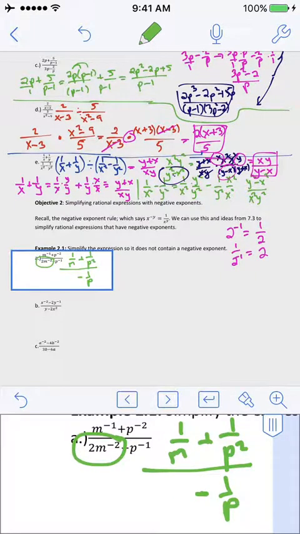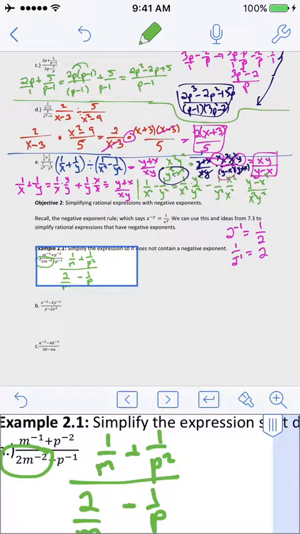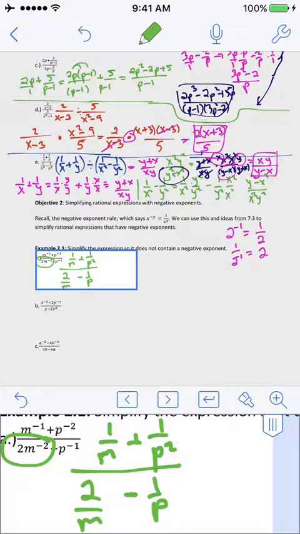Does that mean it's 1 over 2m or 2 over m? It's actually 2 over m. Remember, if it's not in parentheses, that 2 is not a part of the exponent. It's different. So the 2 is not part of the exponent here. Now we have this new complex fraction.